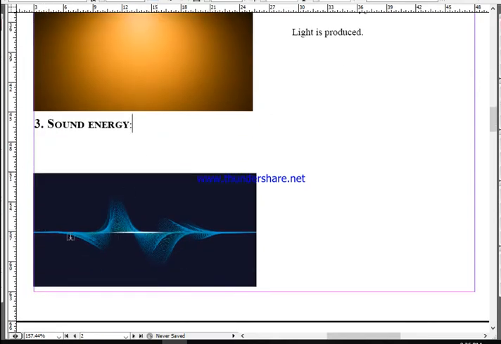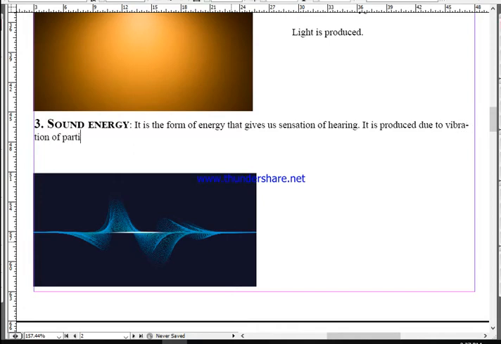This is the wave representation of sound. We cannot see sound, but sound energy follows a certain path that is called a wave. Now, sound energy is the form of energy that gives us the sensation of hearing. It is produced due to vibration of particles.